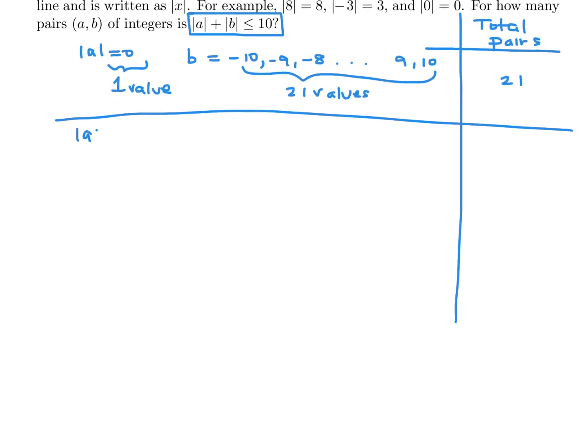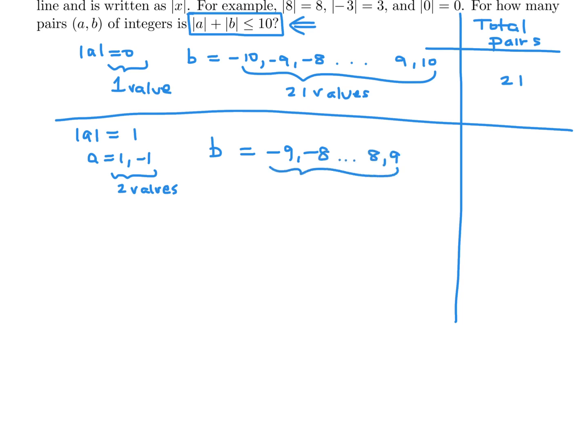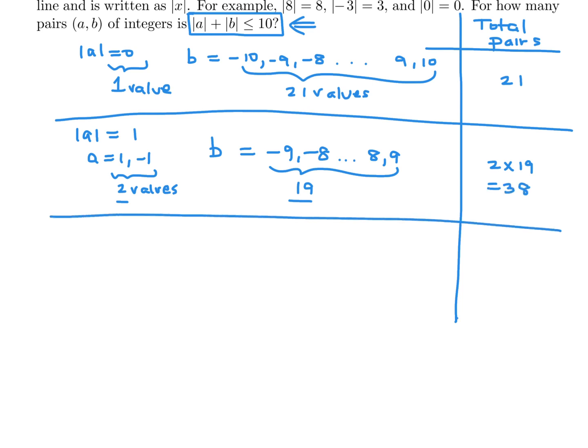Now let's do absolute value of A equals 1. So that means A would be either 1 or negative 1. So that's 2 values for A that I'm looking at. And then B, to make this inequality valid, is minus 9, minus 8, all the way till 8 and 9. And that, I believe, is 19 values. So the total number of pairs, 2 times 19, which is 38.